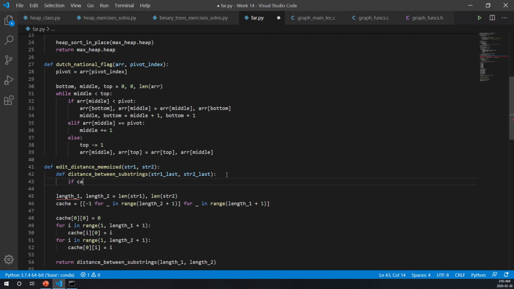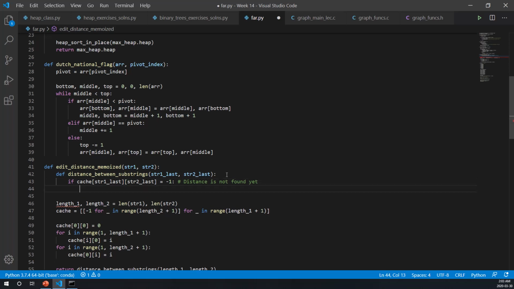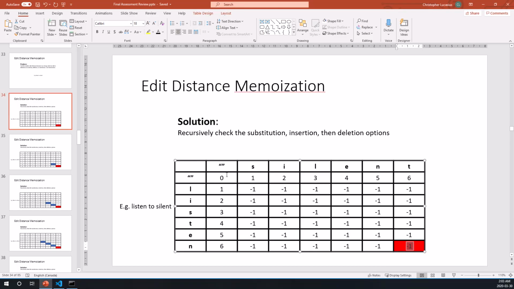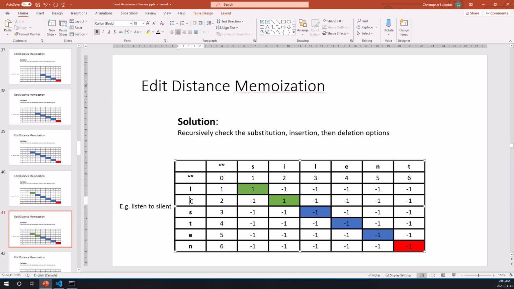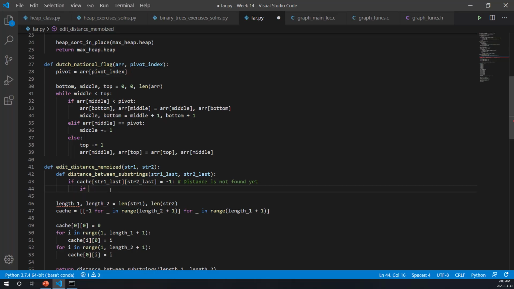First of all, just like in the Fibonacci code, I'm going to look at the cache string 1 last. I'm going to look at the element that I'm currently on in my table. And if that's equal to -1, that means that the distance is not found yet, which means that I should recurse on this entry. So my first case is whether the two letters are equal, remember when I noted that this I is equal to this I. I'm going to check for this case first, because that's going to allow me to prevent having to recurse on more lower levels than I need to.